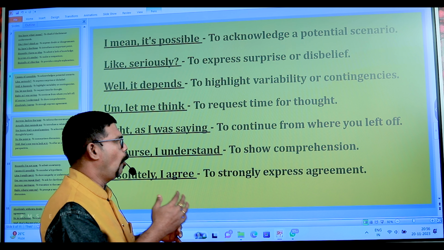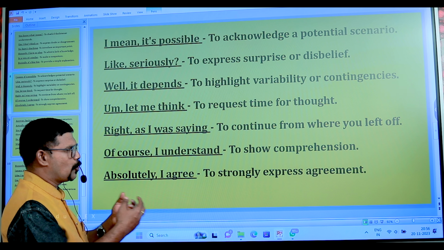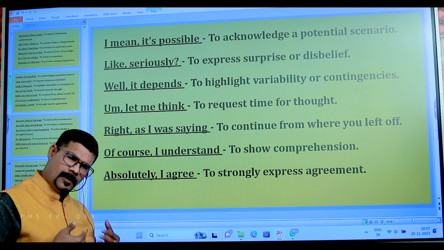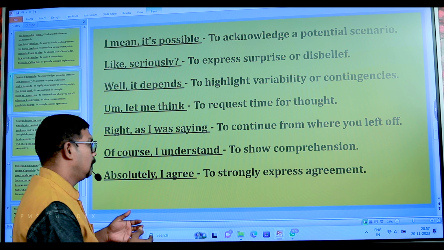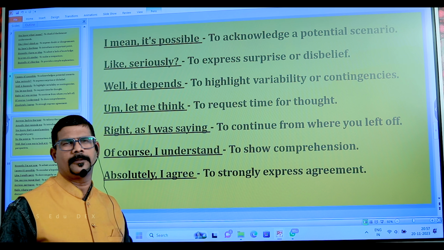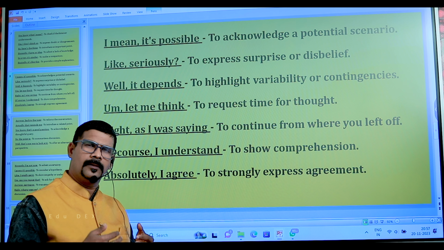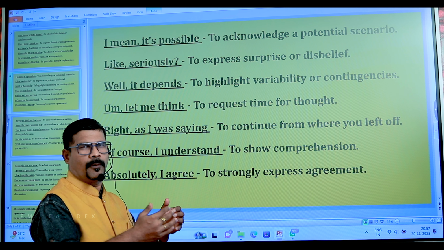Of course, I understand, to show comprehension. So "of course, I understand" shows that you understood what the speaker is trying to say. Absolutely, I agree, to strongly express agreement, giving approval that yes, your point is right, I agree.